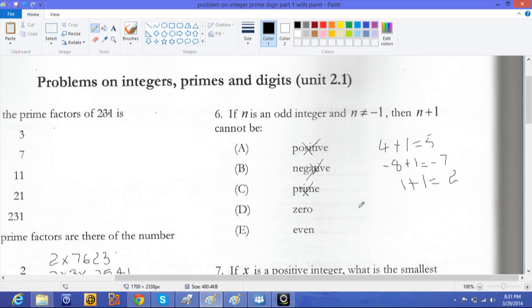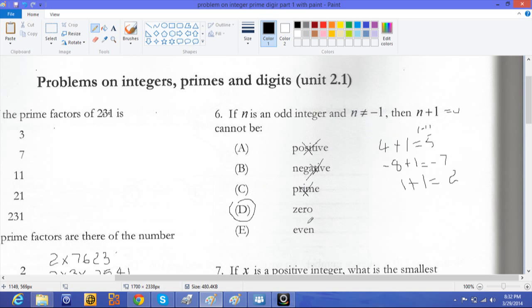No. Can it be 0? In order for n plus 1, this is an integer, remember, to be 0, there is only one value. The only value is -1. But they say n is different from -1. So it cannot be 0. That's the answer. The only way for n plus 1 to be 0 is if n is -1, and they say n is different from -1. That's why we say n plus 1 cannot be equal to 0.